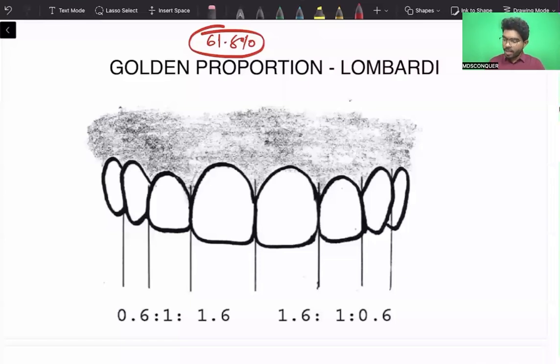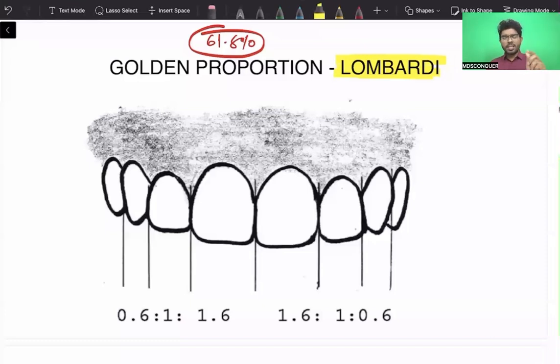Please do make a note about the scientist's name also. Golden proportion is basically telling you the comparison of the mesiodistal dimension of lateral to central, or central to lateral, or lateral to canine, or canine to lateral, that is visual, as you view from the frontal area. So this is the apparent mesiodistal dimension, not the exact dimension, right? It is the apparent dimension, what is visible from the facial surface.